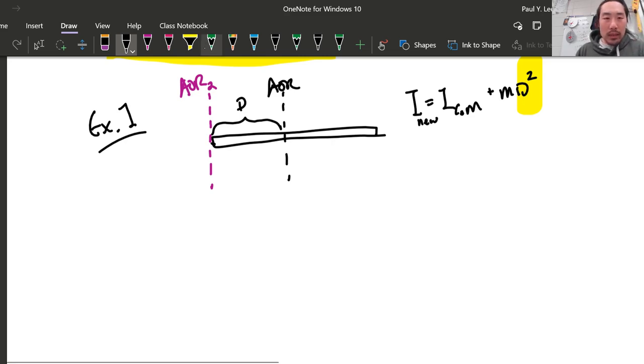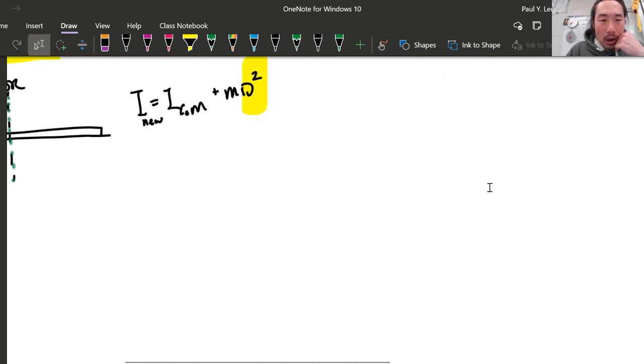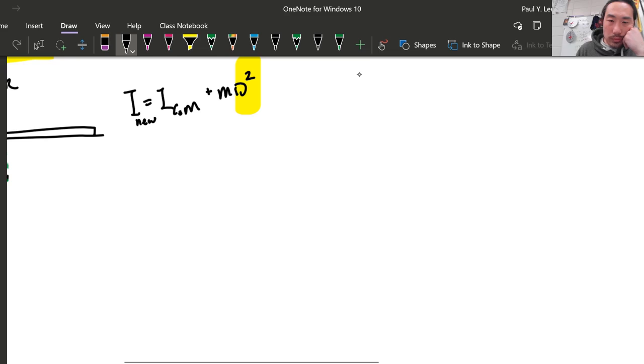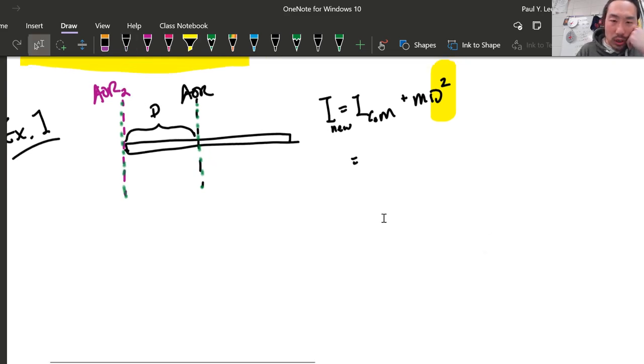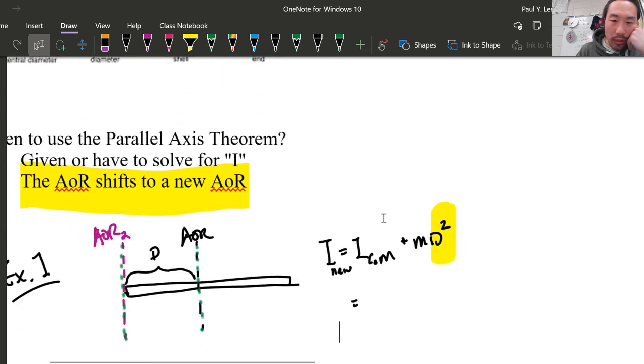Now, to see where we get the name parallel axis theorem: this axis of rotation here is parallel with this axis of rotation here. And if you're shifting the axis of rotation in a parallel fashion, what is your new formula? This is the base formula that we can use. Let's try it with this example. We know that the I about the center of mass, according to our chart, is 1/12 ml squared.